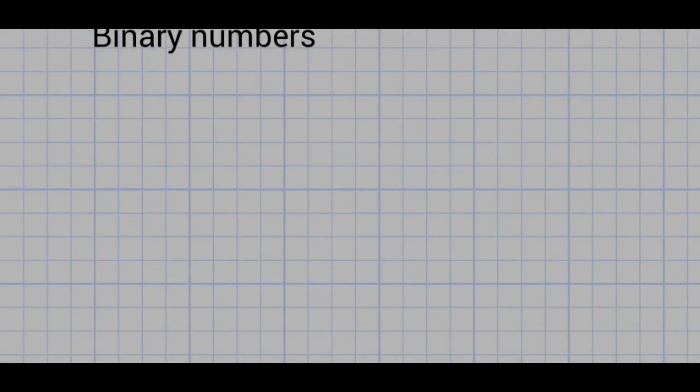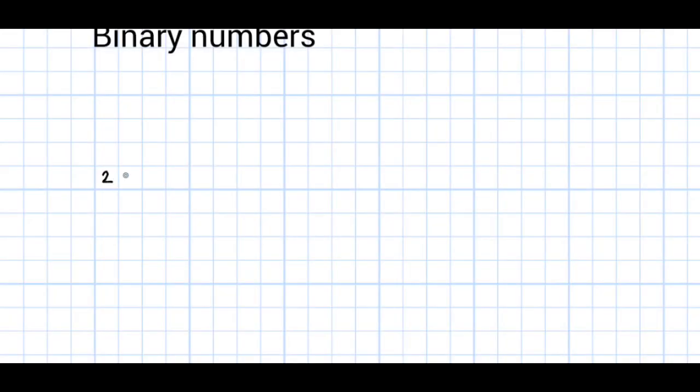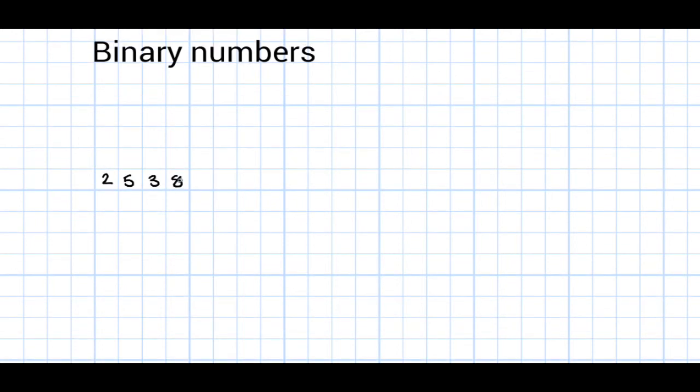In this tutorial, we will talk about binary numbers. I will start off by writing an example number, 2538. In elementary school, you were taught that the rightmost digit is the ones place. Moving left, we have the tens place, the hundreds place, and the thousands place.